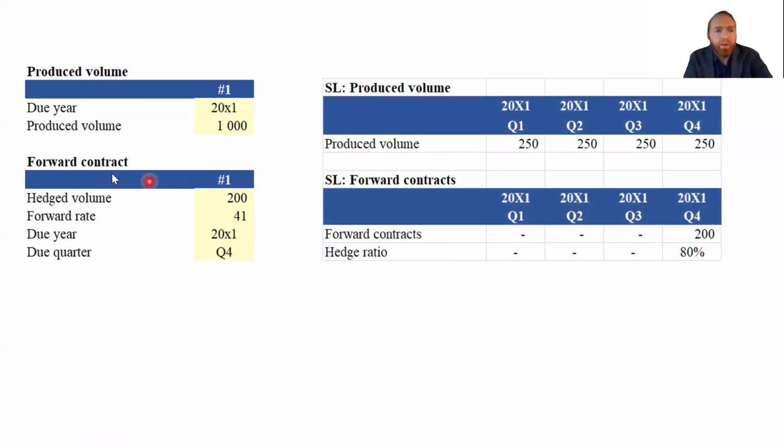And we have some hedging going on. Hedge volume 200 units now are being hedged, and we're able to lock in a forward rate of 41, let's say. And this contract matures in the last quarter of 2001. For some reason, we don't have to go into why exactly, we just want to have in place a hedge in the 4th quarter of the next year, which is our planning horizon here. So that shows up here as a volume forecast, and a forecast of hedge volumes here in the 4th quarter.